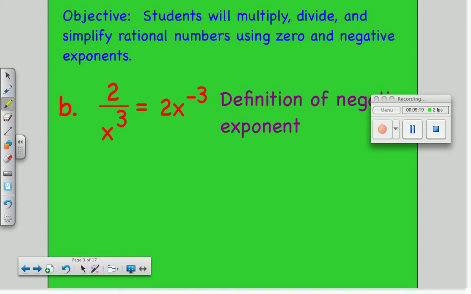So 2 over x to the power of 3 means 2 times 1 over x to the power of 3. 2 times 1 over x to the power of 3 becomes x to the power of -3. 2 times x to the power of -3 is 2x^-3.